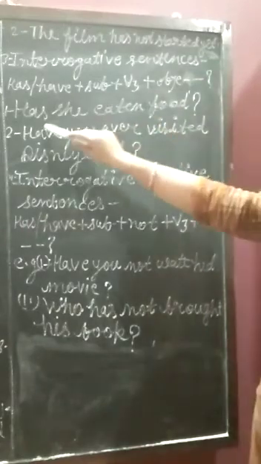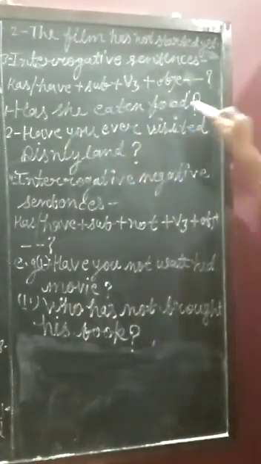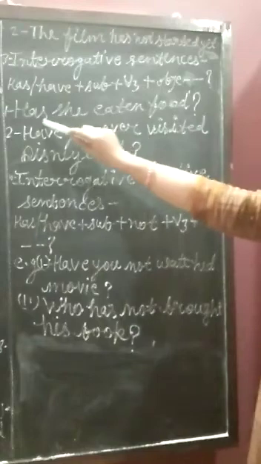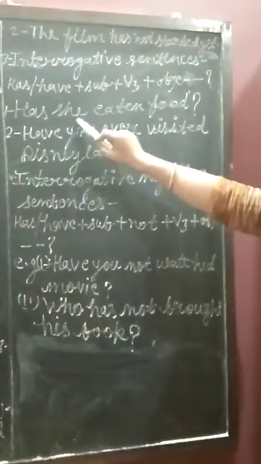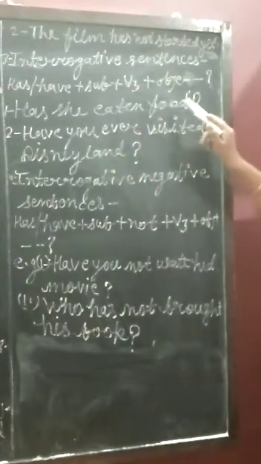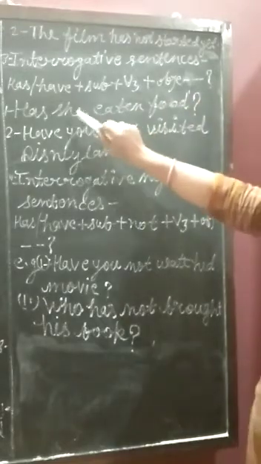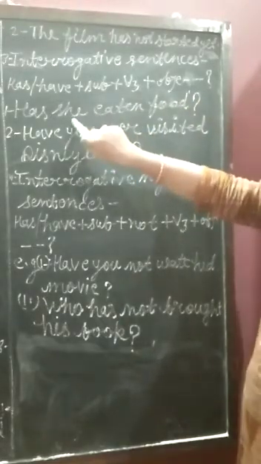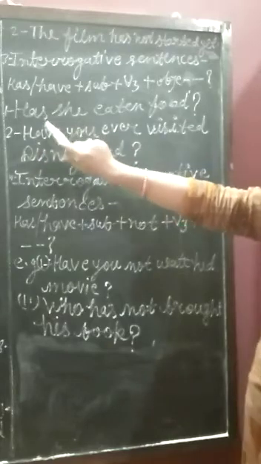For example, has she eaten food? Interrogative sign. Has is a helping verb, she is a subject, eaten is a verb's third form, food is an object. She is a third person singular subject. So we use here has helping verb.